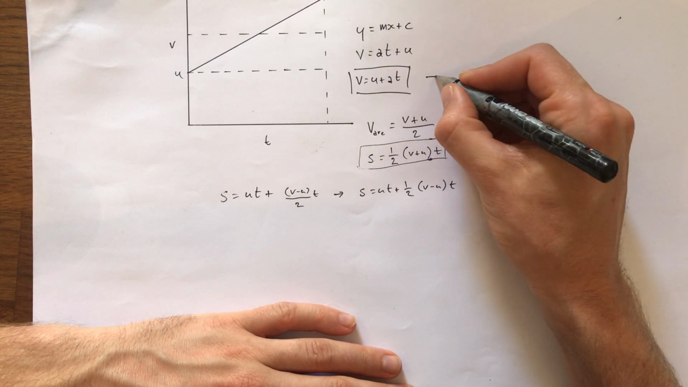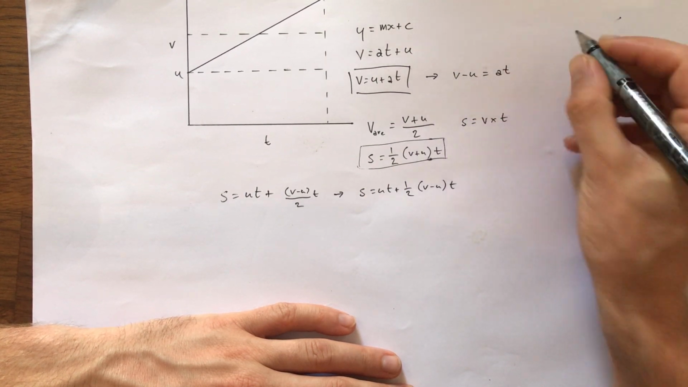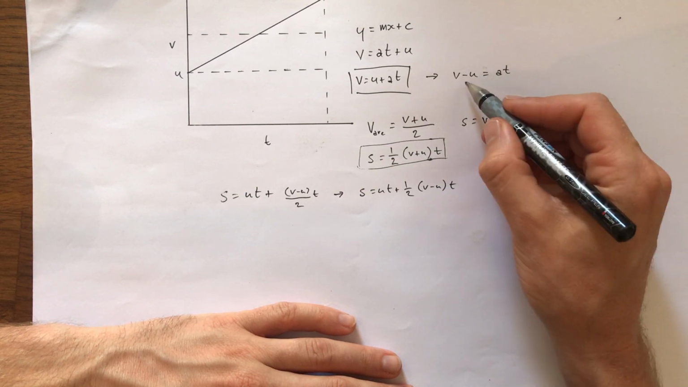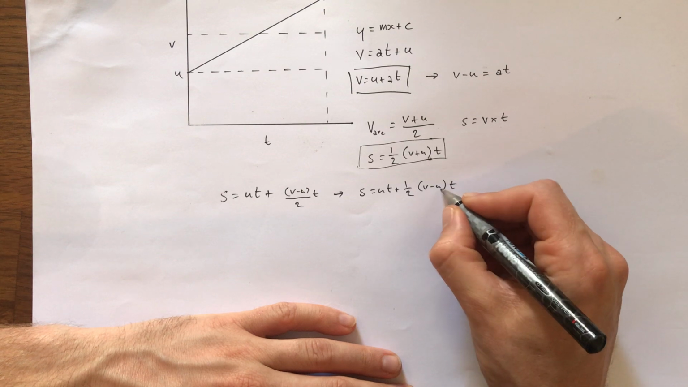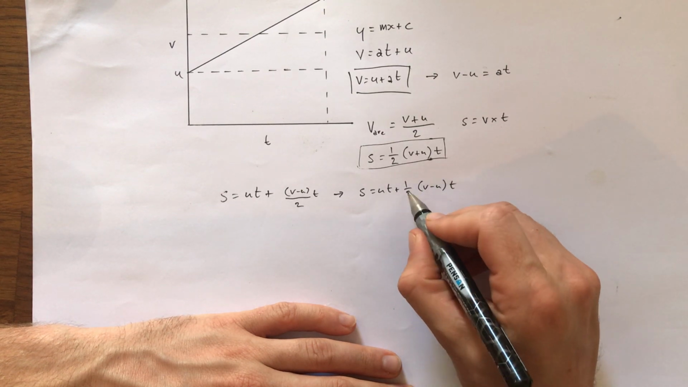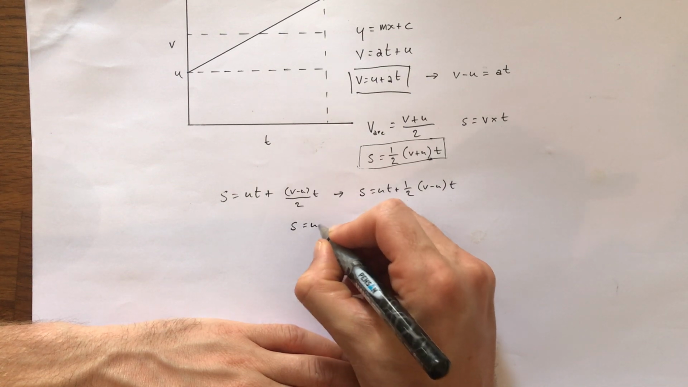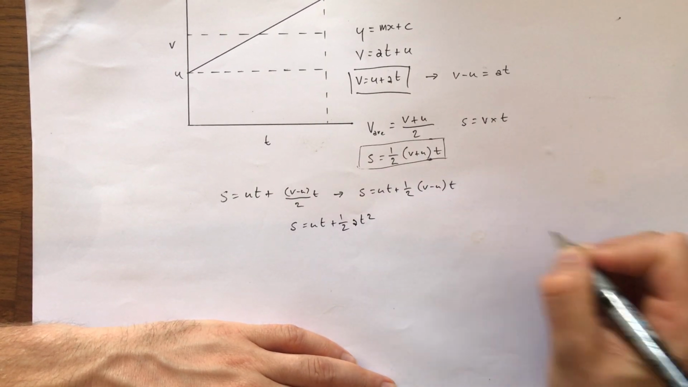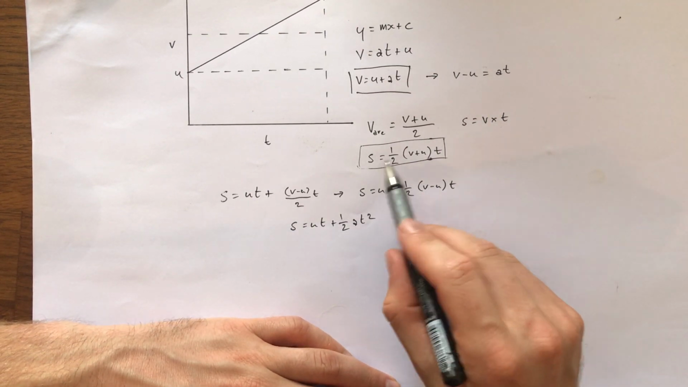If we rearrange this, what we get is v minus u equals at. So we see the v minus u term turns up there and there, so we can substitute in at. So we substitute at in there, so it becomes s equals ut plus 1/2 att, or finally s equals ut plus 1/2 at squared.